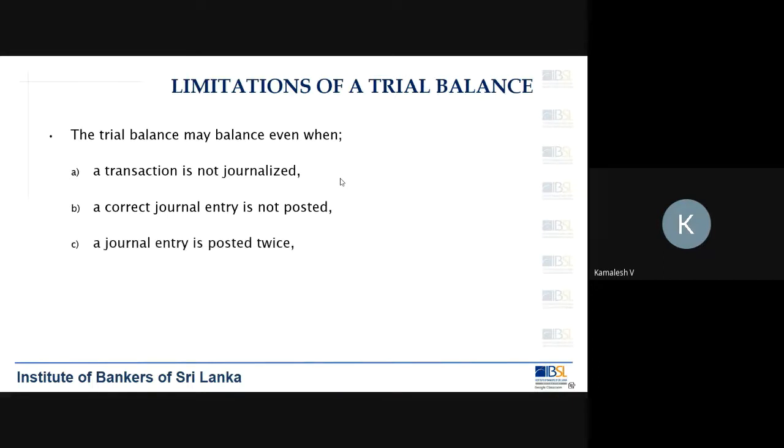A journal entry is posted twice. A transaction is performed twice. Possible. Sometimes what happens, you perform a transaction and you keep it and you go for lunch. When you come back after lunch, you see this transaction lying on your table and you are not sure whether you have performed it earlier or not, and you go and enter it again. Now, what happens? The transaction is duplicated.